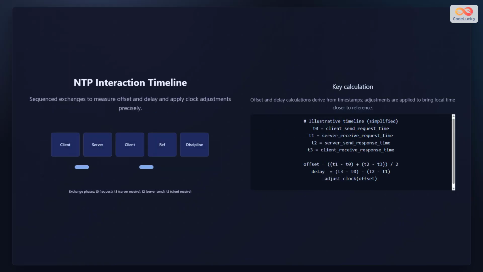NTP uses a layered approach called Strata. Stratum 0 consists of atomic clocks and GPS receivers, the most accurate time sources. Stratum 1 servers connect directly to these atomic clocks. Stratum 2 servers get time from Stratum 1, and so on. Your computer might be Stratum 3 or 4, receiving time through this hierarchy to maintain global synchronization.